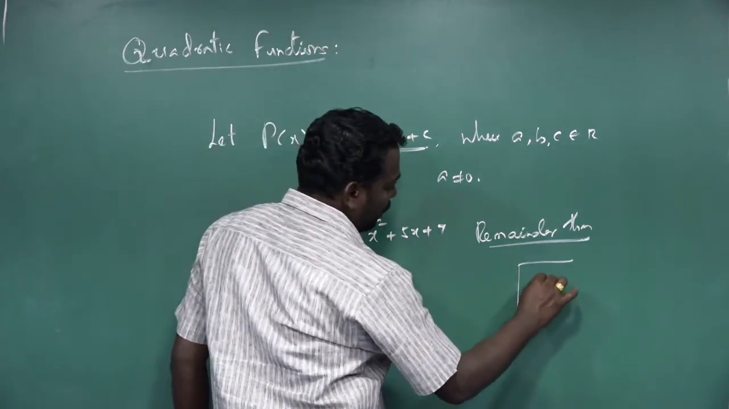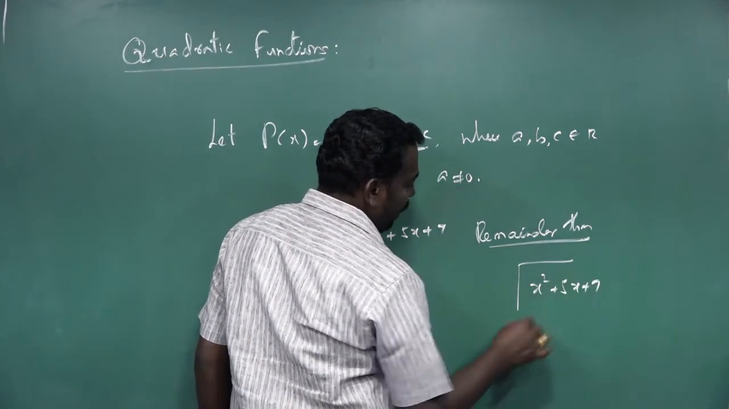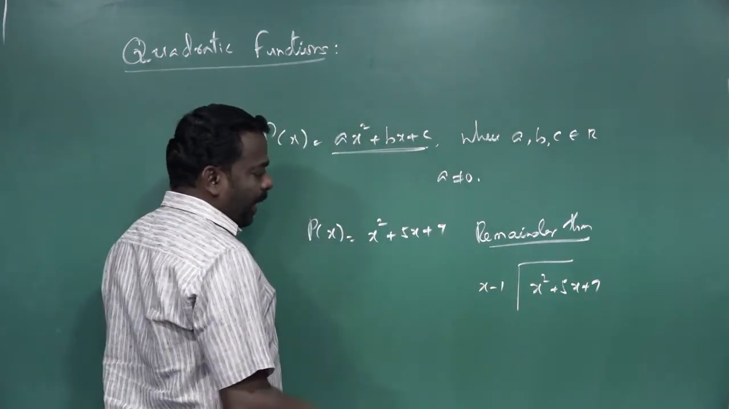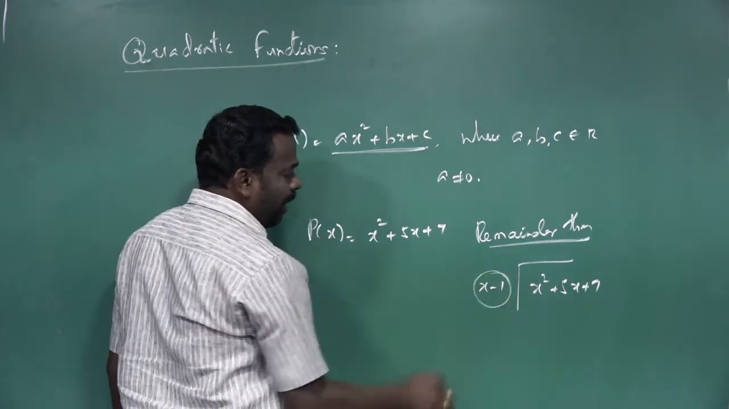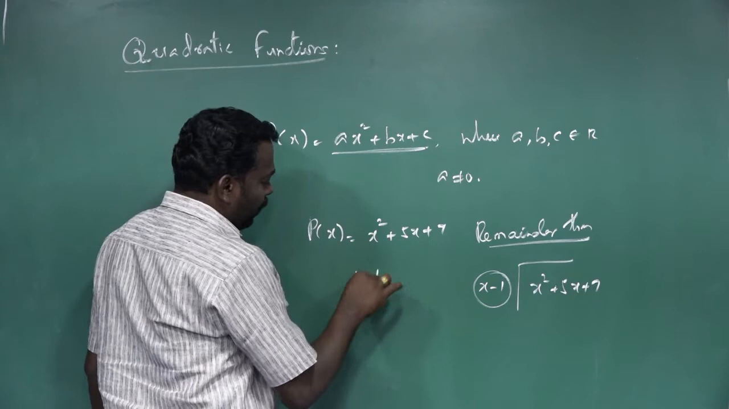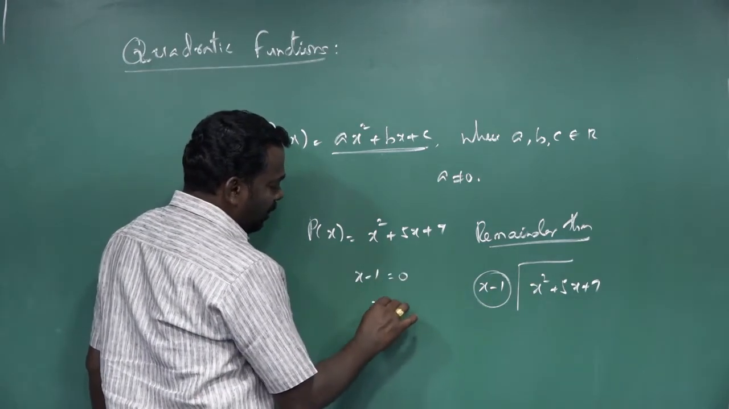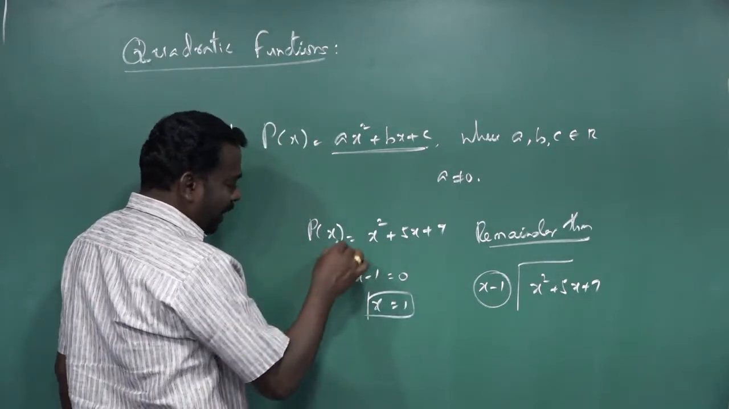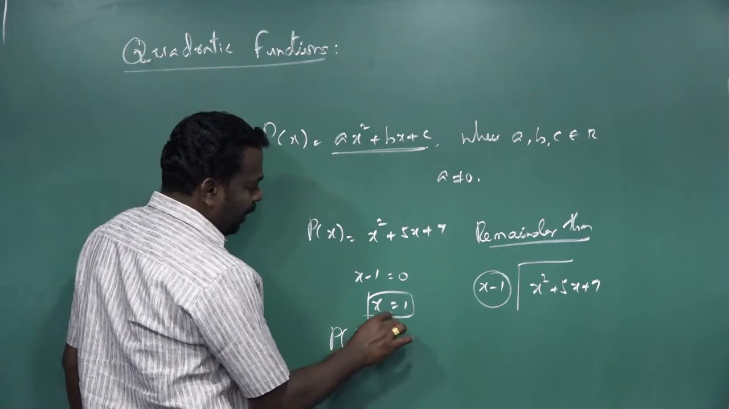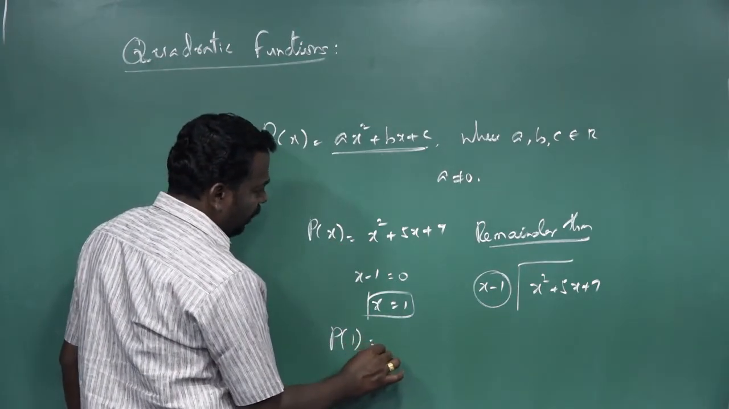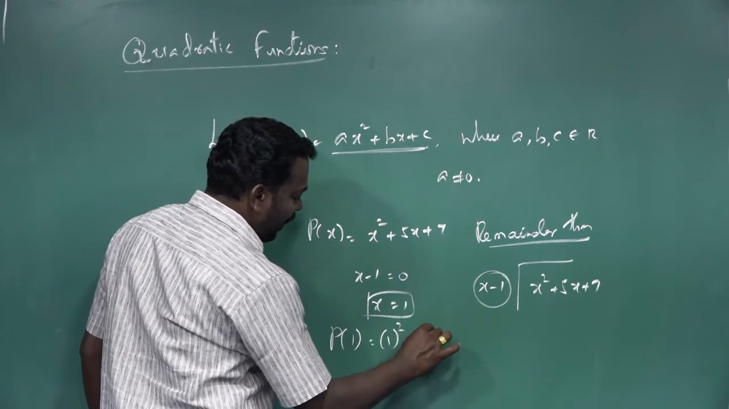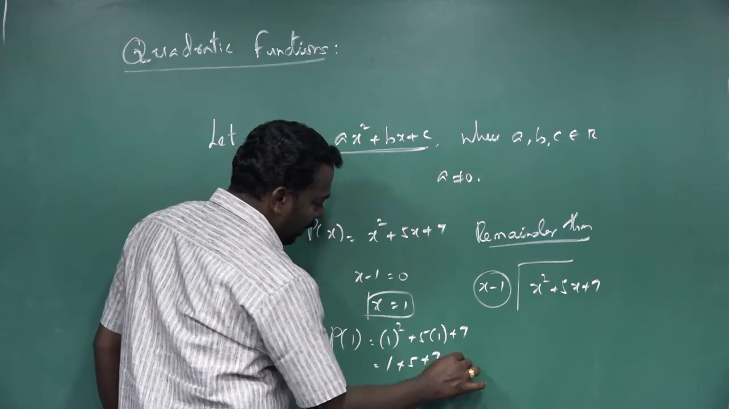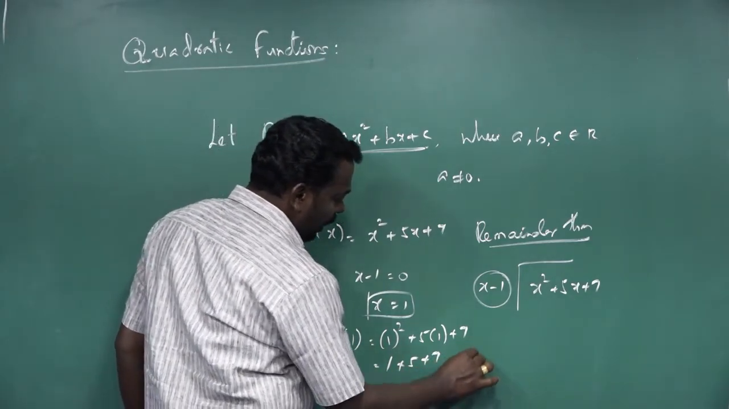For example, x² + 5x + 7 is divided by x − 1 to find out the remainder. So the divisor x − 1 = 0, therefore x = 1. Now this x = 1 is substituted in P(x) to find the remainder. P(1) = 1² + 5 × 1 + 7 = 1 + 5 + 7 = 12 + 1 = 13.